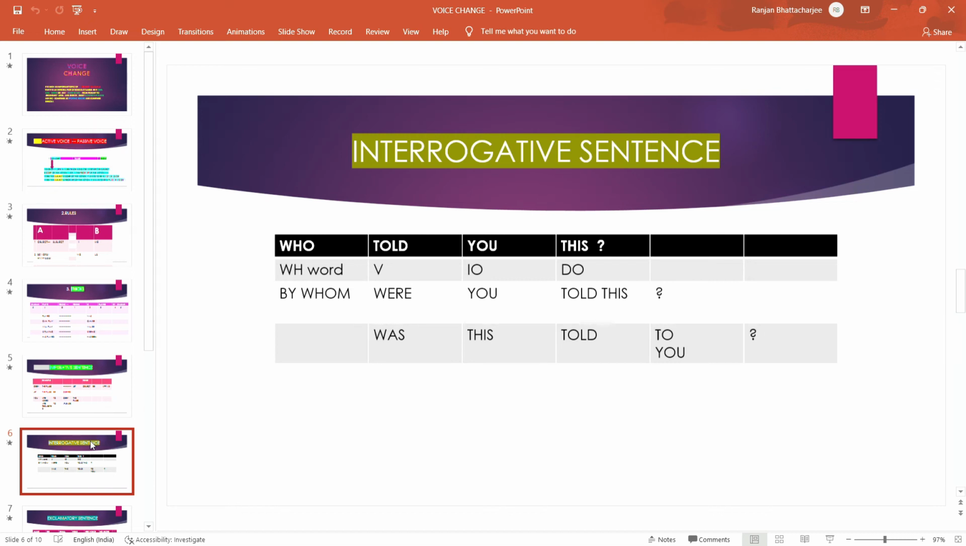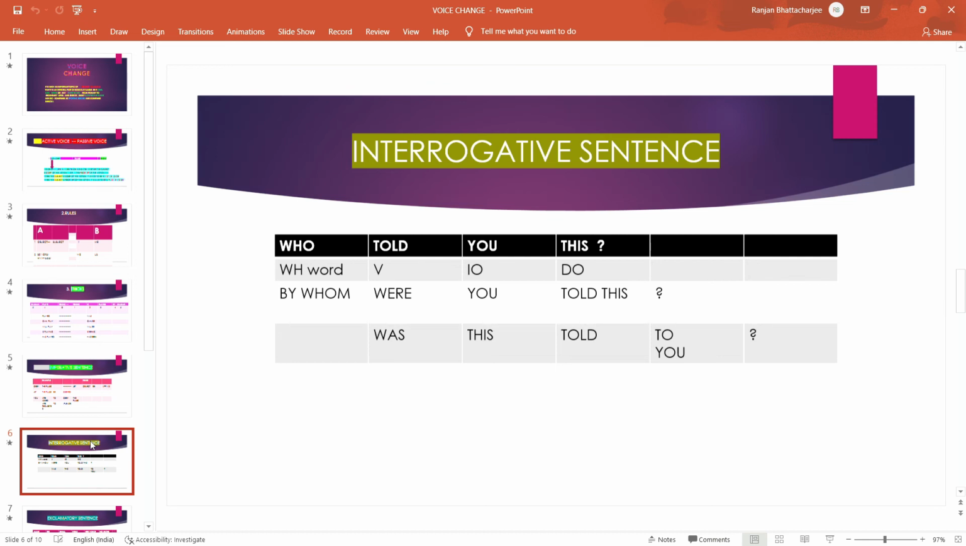So we know the transformation of voice of interrogative sentences. At first, who becomes by whom. Next, a helping verb or be verb is used. As told is the main verb in the past tense, the be verb is were or was. But here were will be used, because the object that comes after is you, the indirect object. So with you, were is used, not was. So by whom were you. Now the third form of the verb told is told. So, by whom were you told.